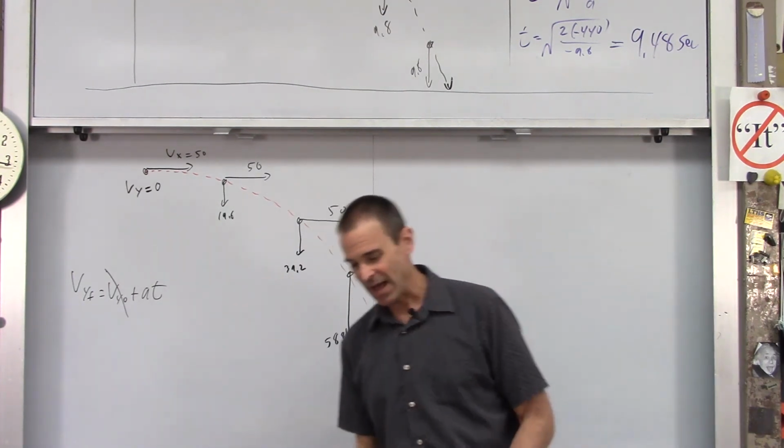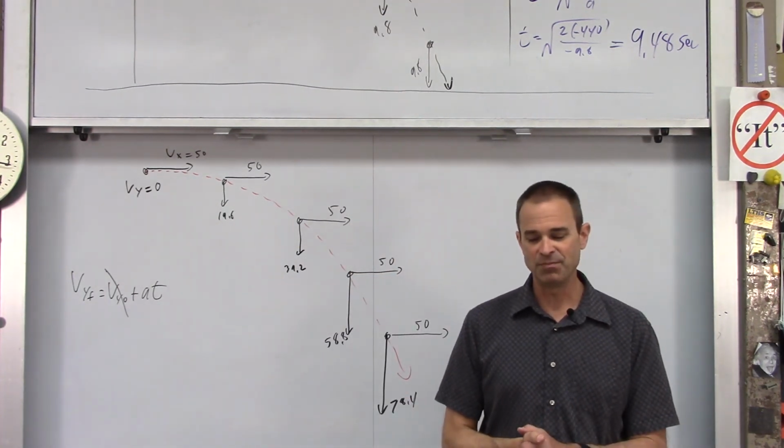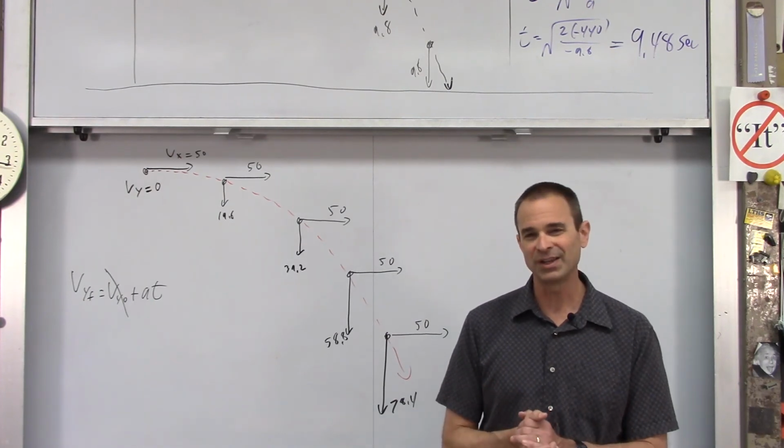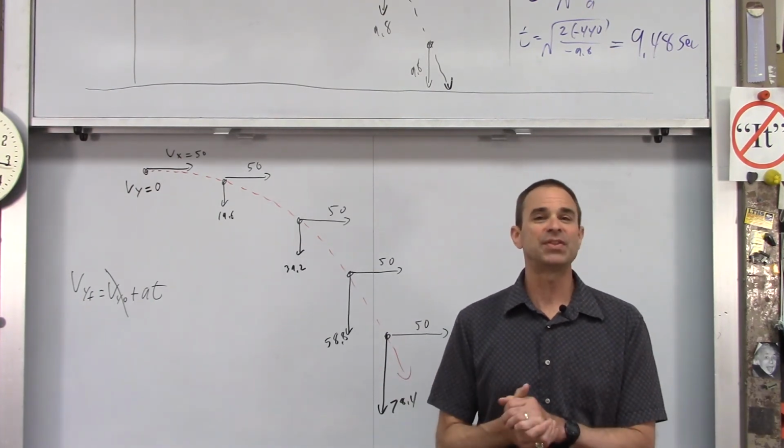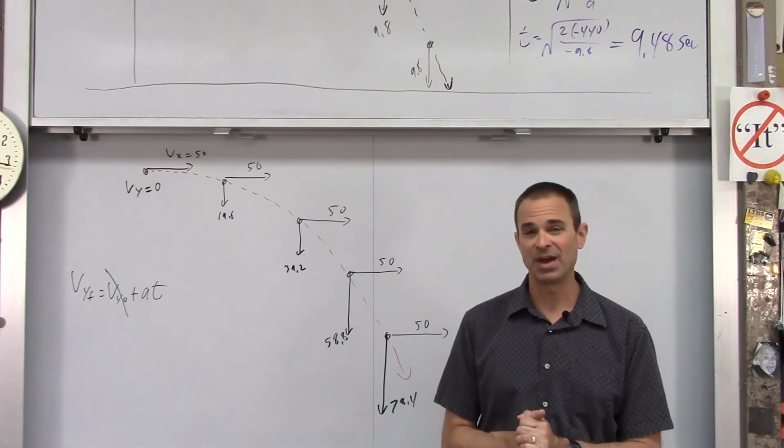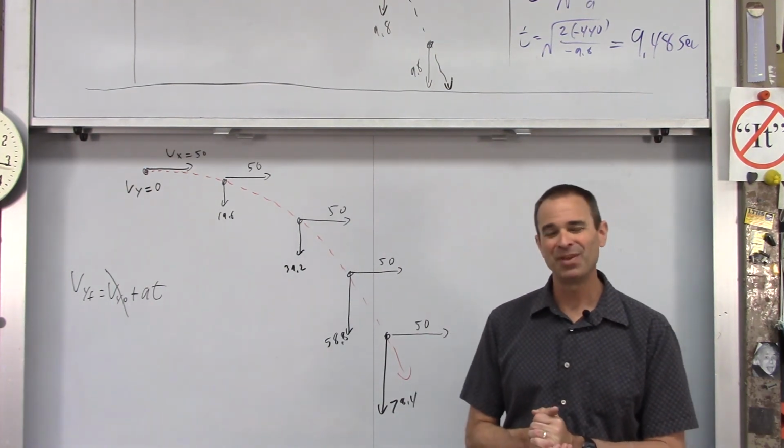So that's an example of a projectile launched horizontally and determining basically everything you'd want to know about the path of that projectile. I hope that was helpful. Thank you very much.